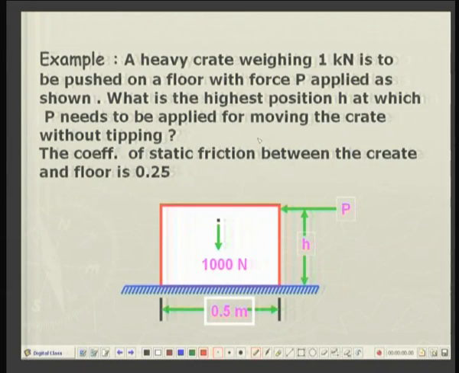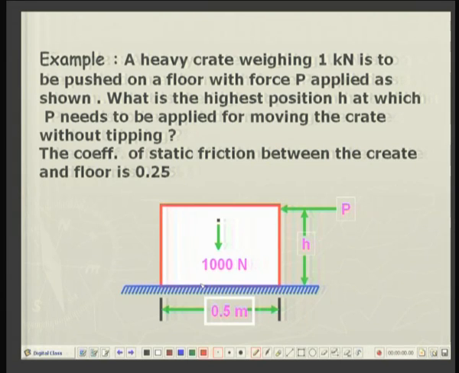And this is illustrated with a simple example like this. A heavy crate weighing 1 kilonewton is to be pushed on a floor with force P. So, this is a box or a crate lying on a surface. The base of this box is 0.5 meters. A force P is to be applied in such a way that it does not topple the box.